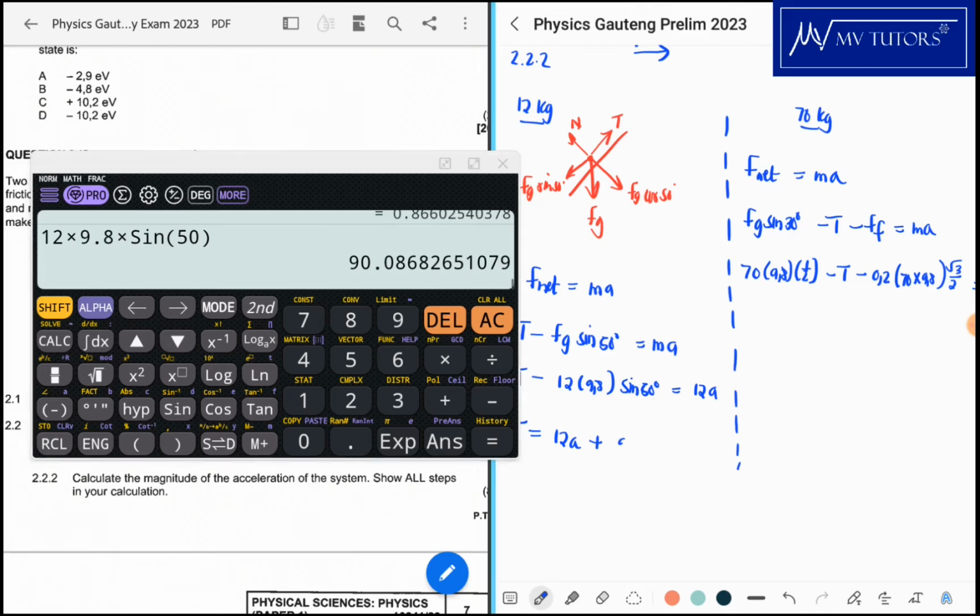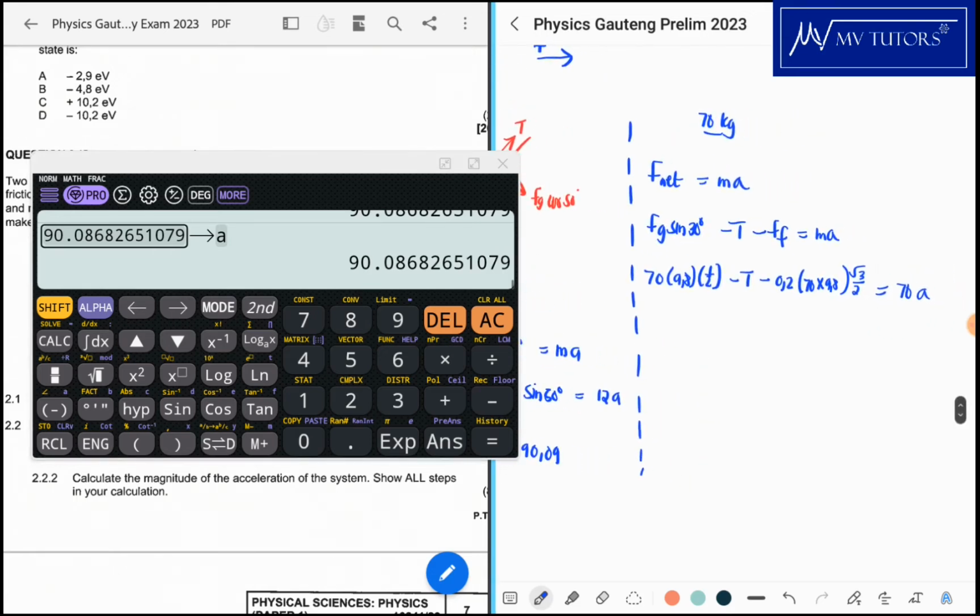Okay, so that's 90,09. Is there a way of storing this? Shift, store. I'm going to make it A. Okay. So that looks a little bit better, much cleaner.